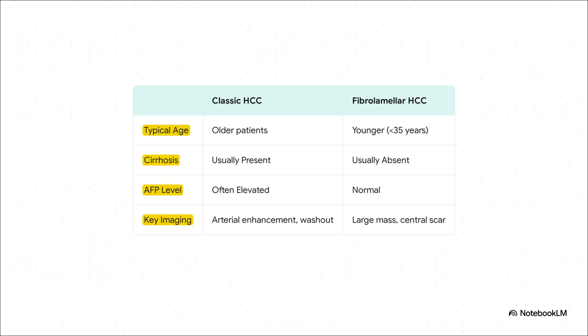We're thinking about a young patient, someone under 35 who doesn't have cirrhosis. Their AFP tumor marker is normal, and the imaging is different too. You might see a big mass with a central scar. Wait, central scar? Didn't we just hear that for FNH? This is exactly why the whole clinical picture is so critical. It's a totally different story.